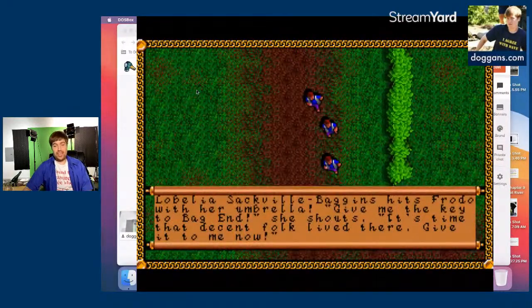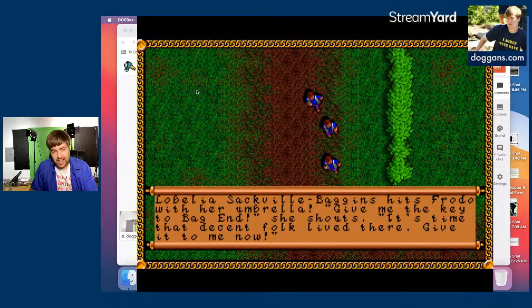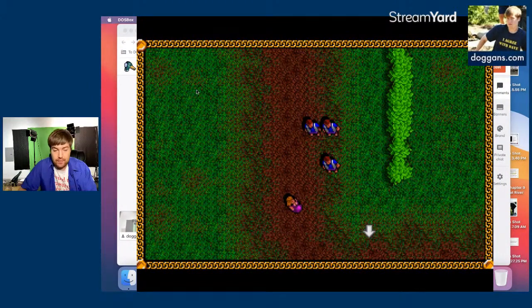And there's Lobelia. Lobelia Sackville Baggins hits Frodo with her umbrella. Give me the key to Bag End, she shouts. It's time that decent folk live there. Give it to me now.